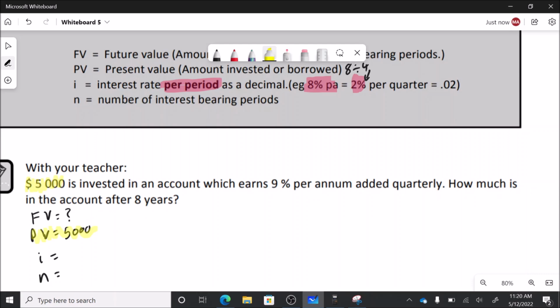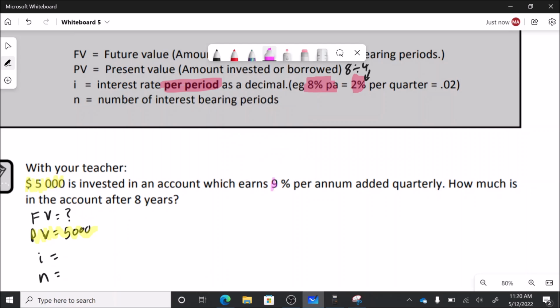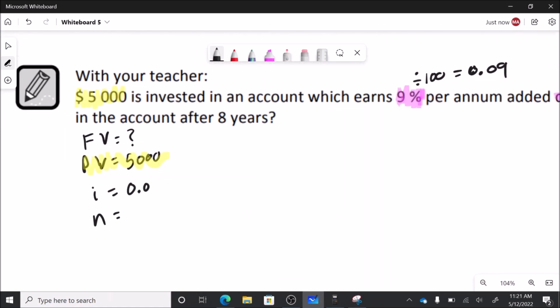Now the i value. To get that, we're going to look at this interest rate here, 9% per annum. It's important that it's compounding quarterly. That tells us what number we need to divide by. Just like simple interest, we need to convert this rate to a decimal, so we divide by 100. 9 over 100 gives us 0.09. If you got that far, that's pretty good. I'm going to take that 0.09 and write it over here.